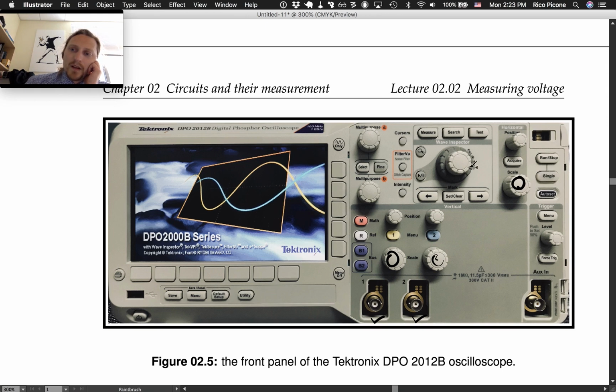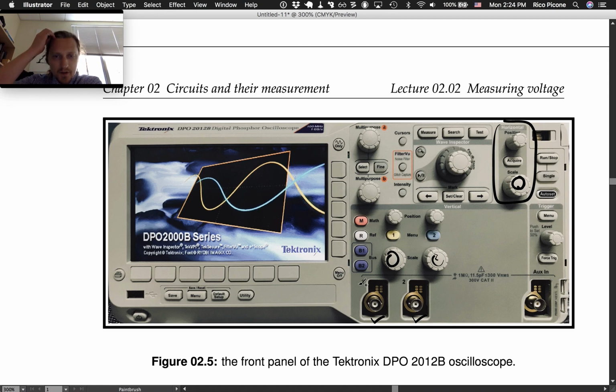The Waveform Inspector is really cool, and I encourage you to play with it, but don't do that first. That's not the way to zoom in time, for instance. It's the horizontal controls here. And then there are a whole lot of options. This is a pretty advanced oscilloscope. They're pretty cool.